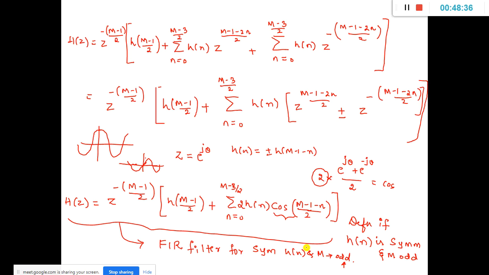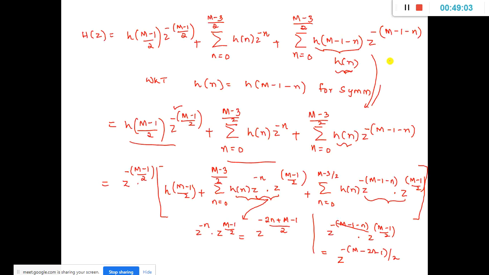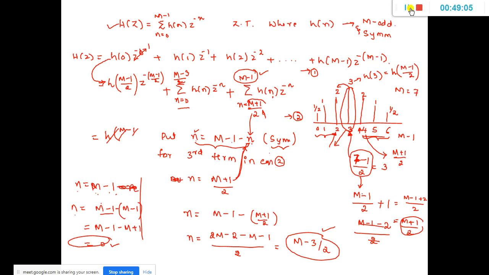That's it. Now you try it for what happens if m is even. Just try it on your own, and we will see the next topic of how to design a FIR filter for linear phase using the window technique. I hope this concept is clear to all. In the coming classes, we will go for the next topic.